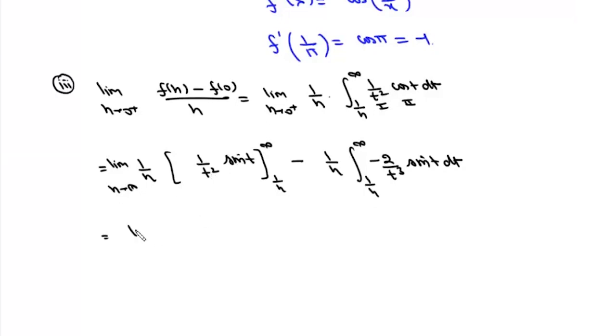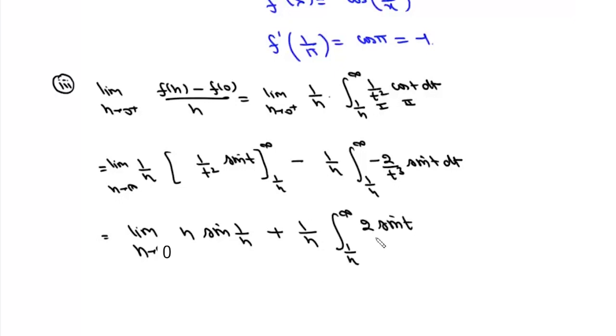So here we can write this as limit, and it will be h sin 1 upon h, and we can write this as 1 upon h, and then this integral from 1 by h to infinite 2 sin t upon t cube dt. And this is actually h tends to 0 positive. Now if h is 0, it'll be 0 into sin infinite, which is oscillating value minus 1 to 1. So this is 0, and we'll prove that this integral also converges to 0.